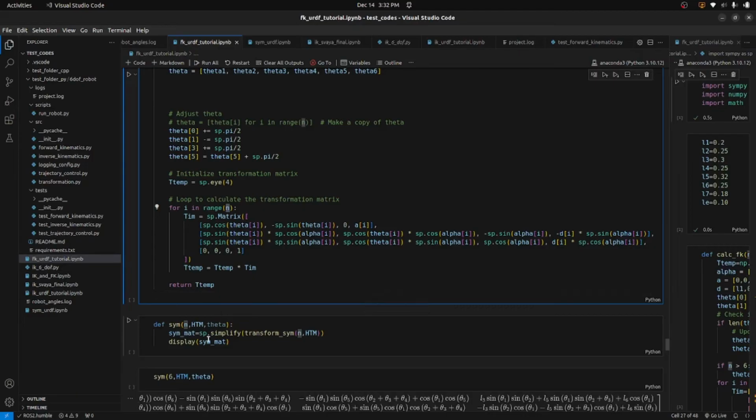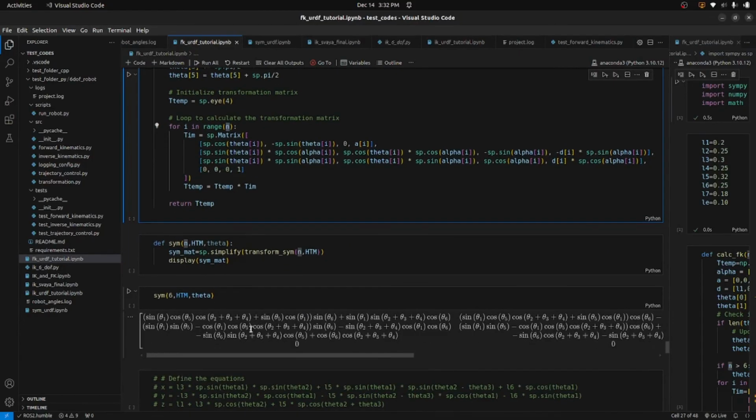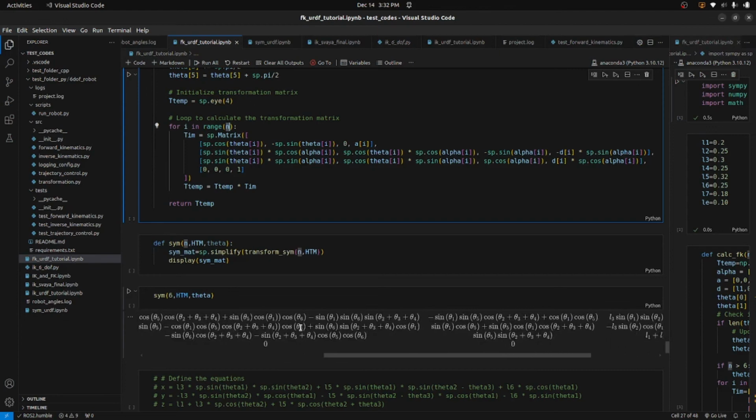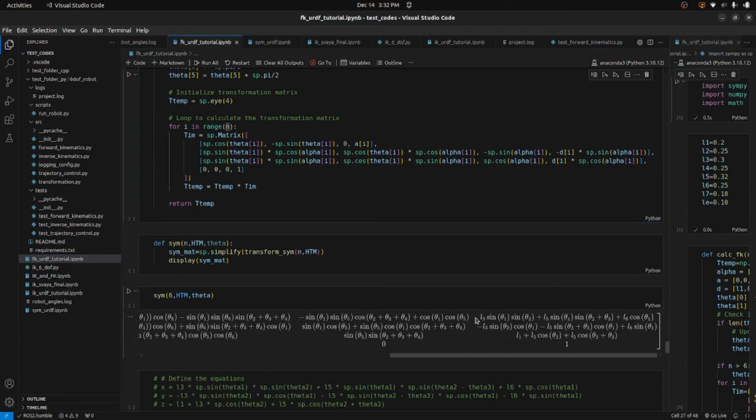After applying this, if I display the matrix, I get this equation. This is basically the wrist transformation matrix. The first 3 by 3 block is the rotation matrix, and the last column is the translation vector, so these are the x, y and z coordinates, and this is 1. So basically this is a homogeneous transformation matrix. From this I got those equations, and I solved them to get the analytical solutions.